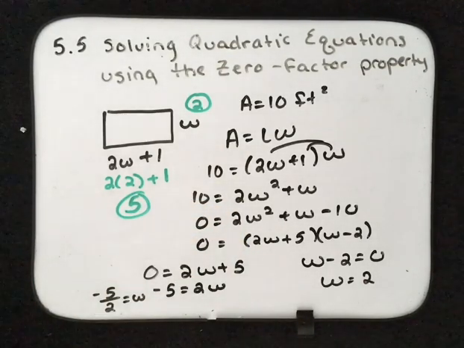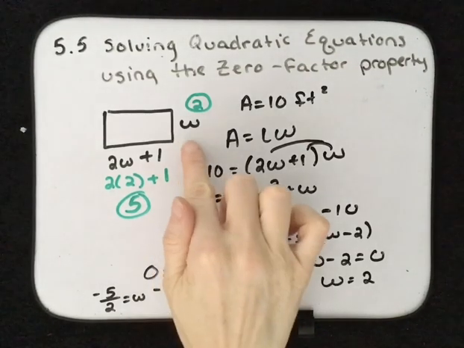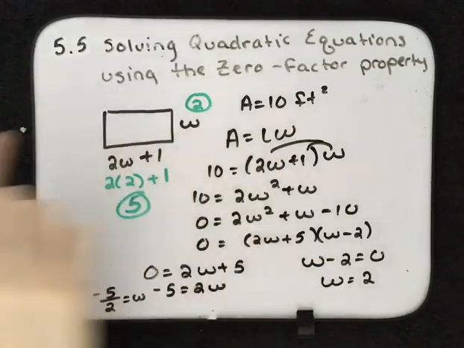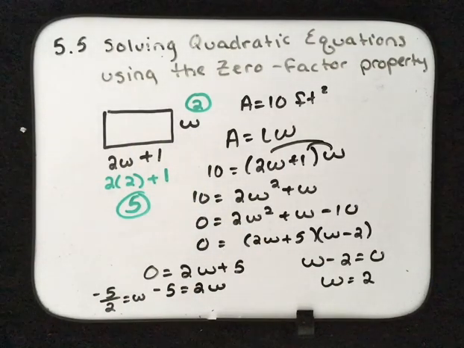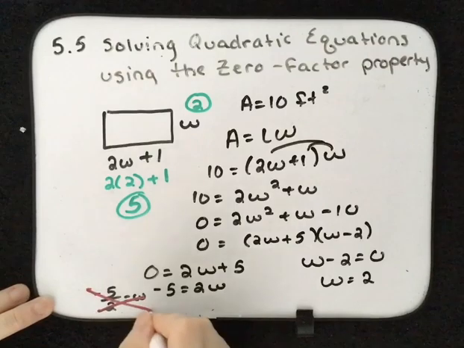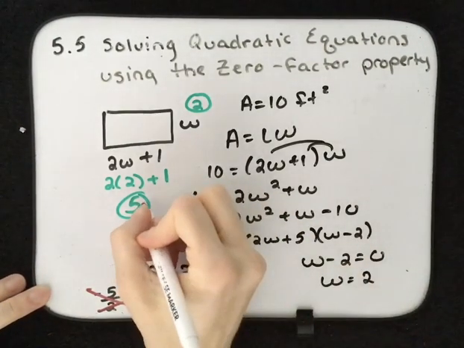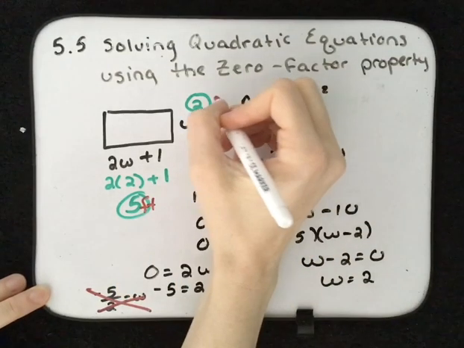So that one works. Can I use this negative 5 halves? If I put negative 5 halves in for w, I'm going to get a negative length, and that's not going to work. So in the context of this question, this one doesn't work. Here we have the 2 substituting in, so we get 5 feet and 2 feet.